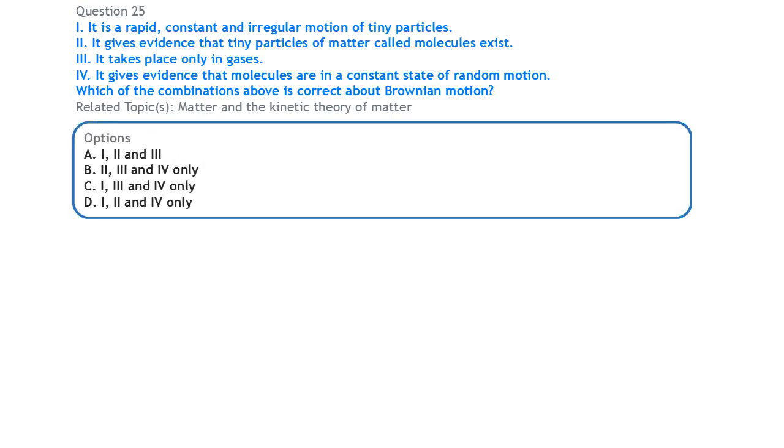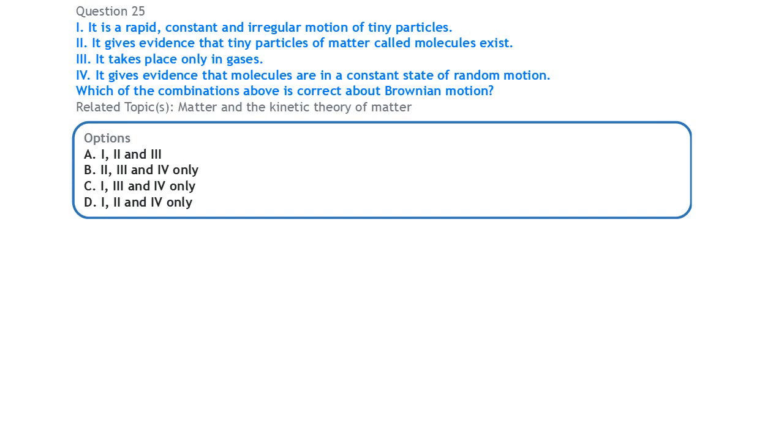Alright, final question here. Which of the combinations above is correct about Brownian motion? Now Brownian motion is an example of random motion. So it is a rapid, constant and irregular motion. That is correct. Okay, it's a random irregular motion. Next, it gives evidence that tiny particles of matter called molecules exist. Yes, Brownian motion is one of the evidences for the particulate nature of matter.